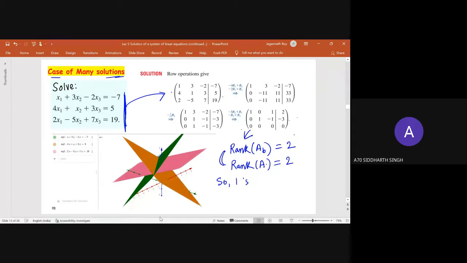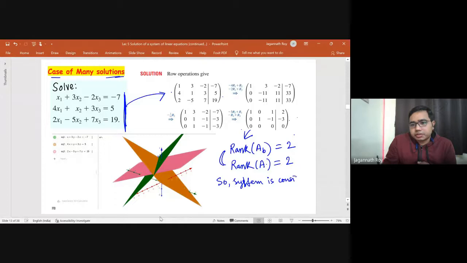So the system is consistent. Okay, but we have not answered how many solutions there are. How many solutions? That we have to see.